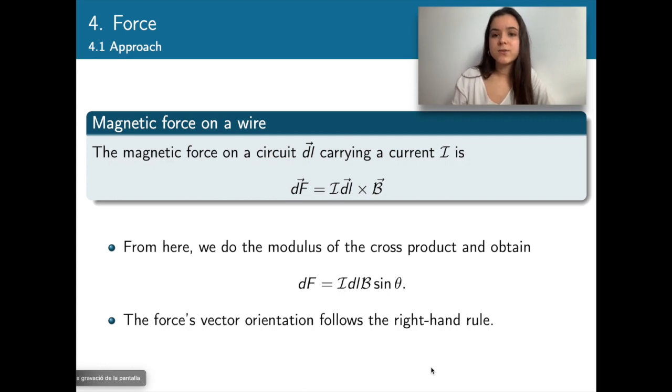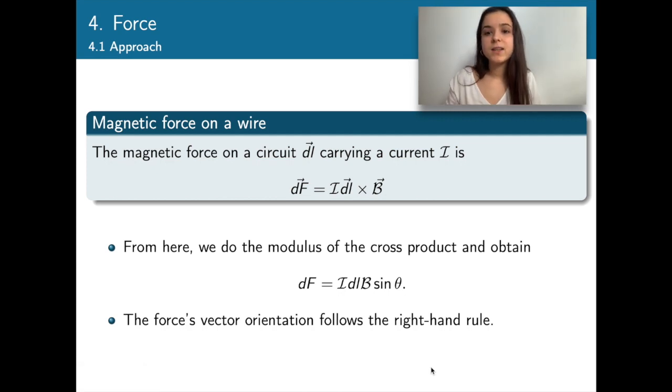Before calculating the force for each wire, we're going to explain a little bit about the theory behind it. First of all, the differential of a magnetic force is calculated by multiplying the intensity by the cross product of the differential of L and the field. From here, for each segment we're going to calculate the modulus, doing the cross product, and we'll obtain the formula intensity multiplied by dL multiplied by the field and the sine of the angle between these two vectors. And to know the vector's orientation, we will follow the right-hand rule.